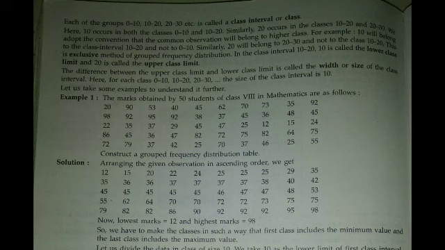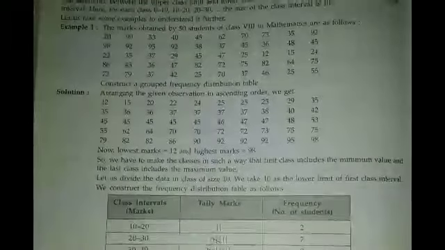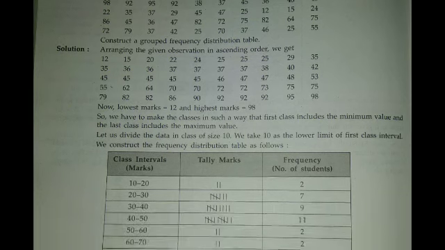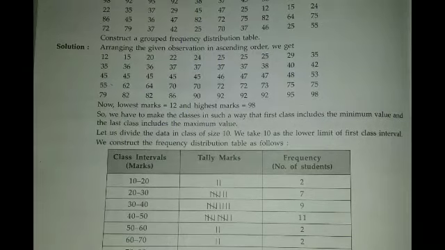Understand? 2 minutes, wait. Then we will see the difference between the upper class limit and the lower class limit is called the width or the size of the class interval. Okay. So here one example is given to us. The marks obtained by 50 students of class 8 in maths are as follows. 50 students' records are given to us. So we have to draw the tally marks. So the lowest marks is 12 and the highest marks are 98.